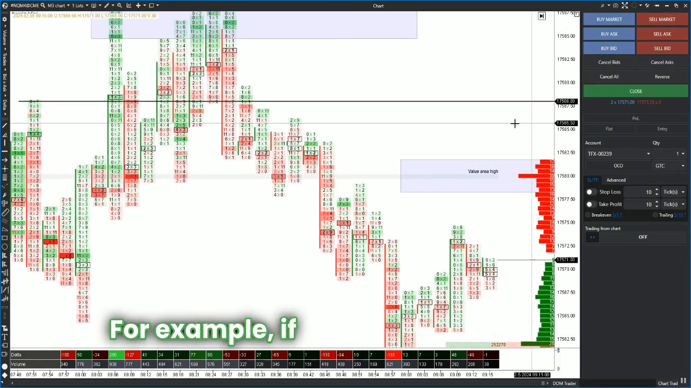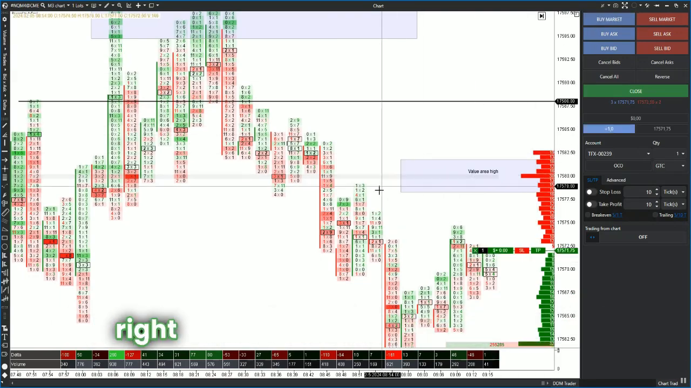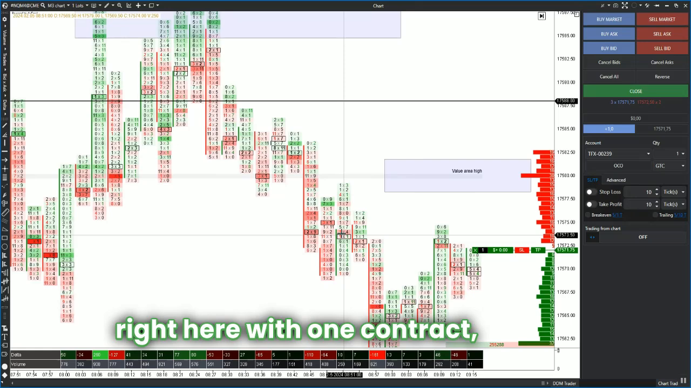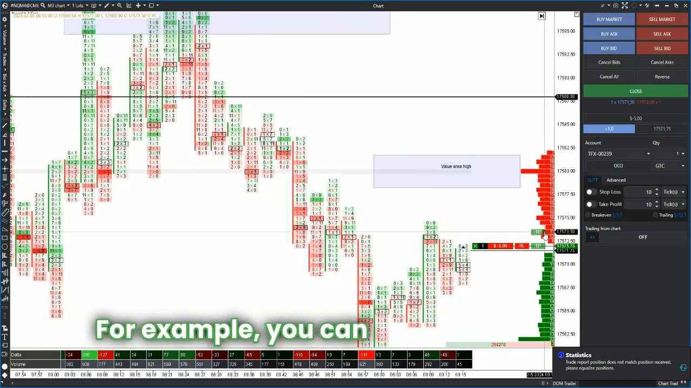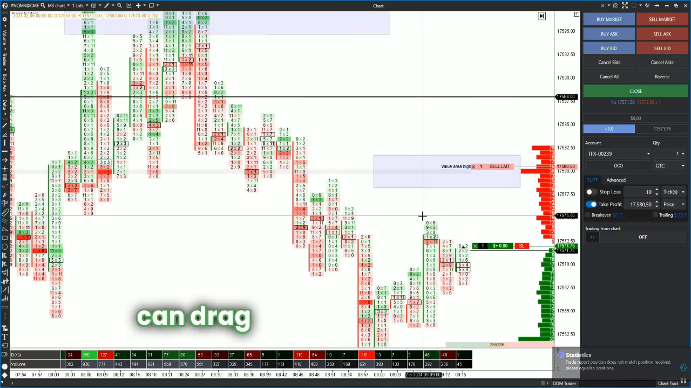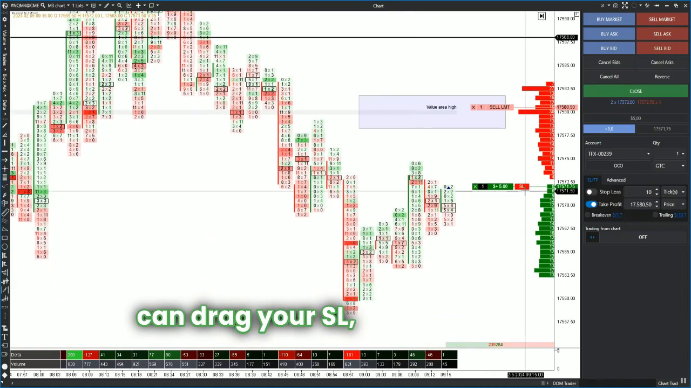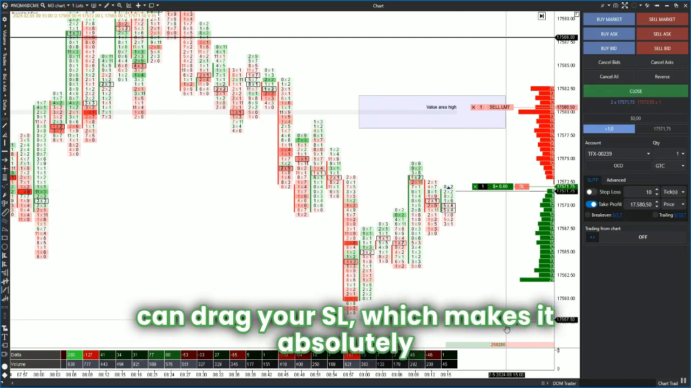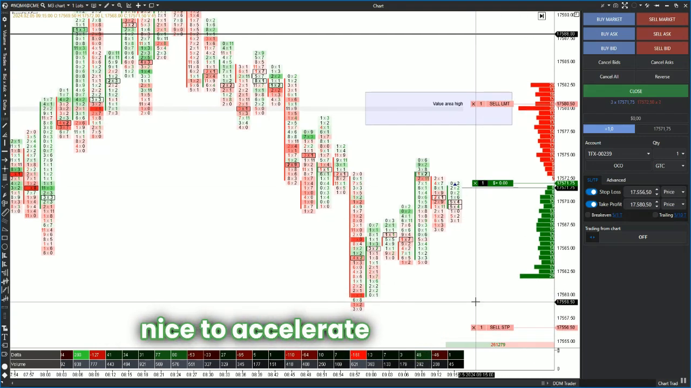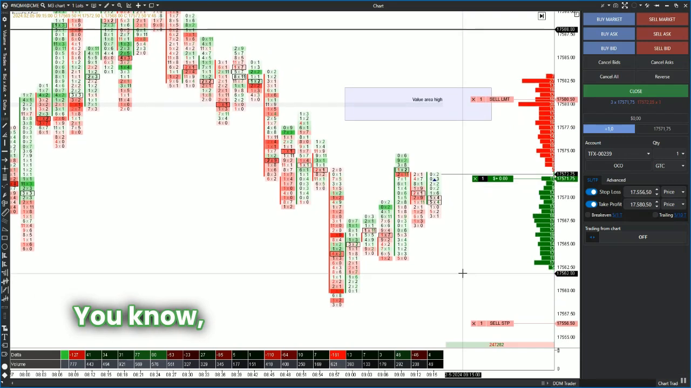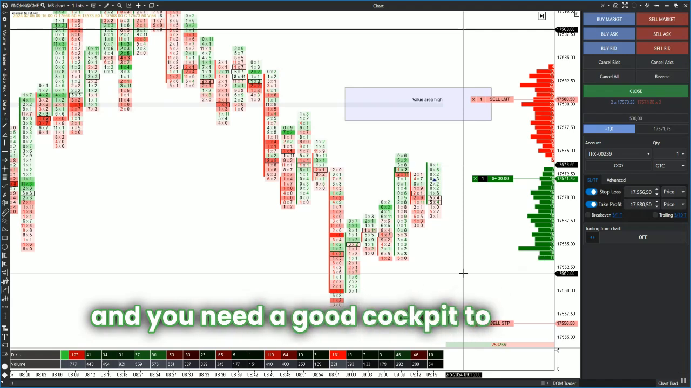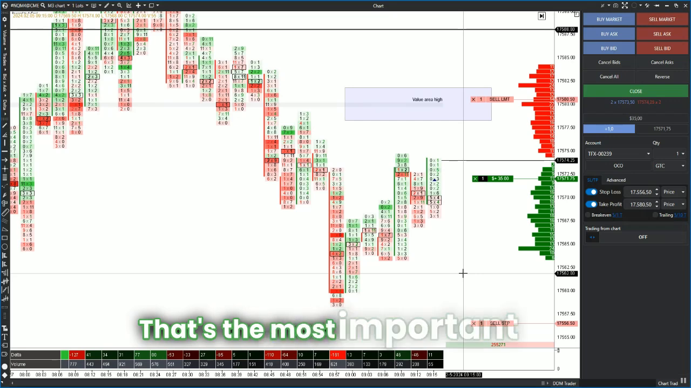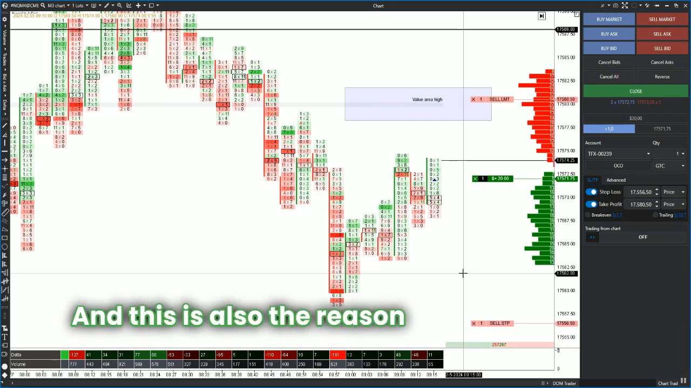For example, if we buy the market right here with one contract, keep in mind this is based on the futures markets. For example, you can drag your TP, you can drag your SL, which makes it absolutely nice to navigate this chart. You have to see that you are the pilot, and you need a good cockpit to land the airplane, right? That's the most important thing, and that's also the reason why I created this video.